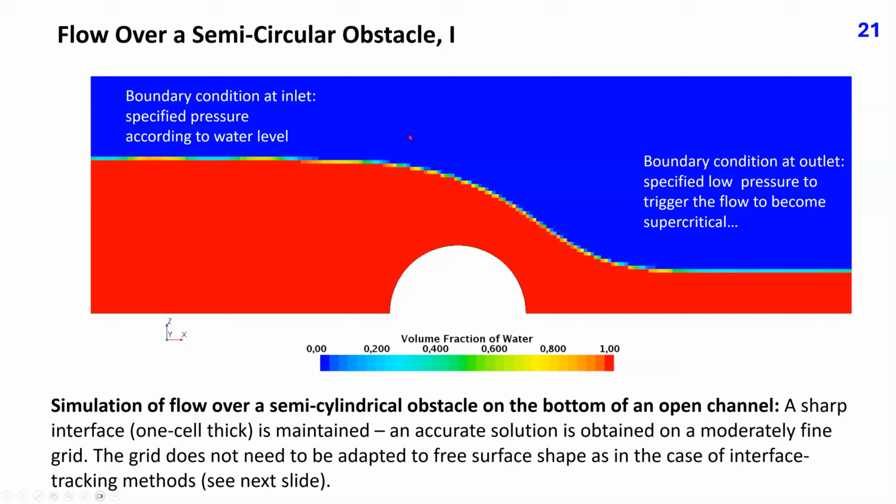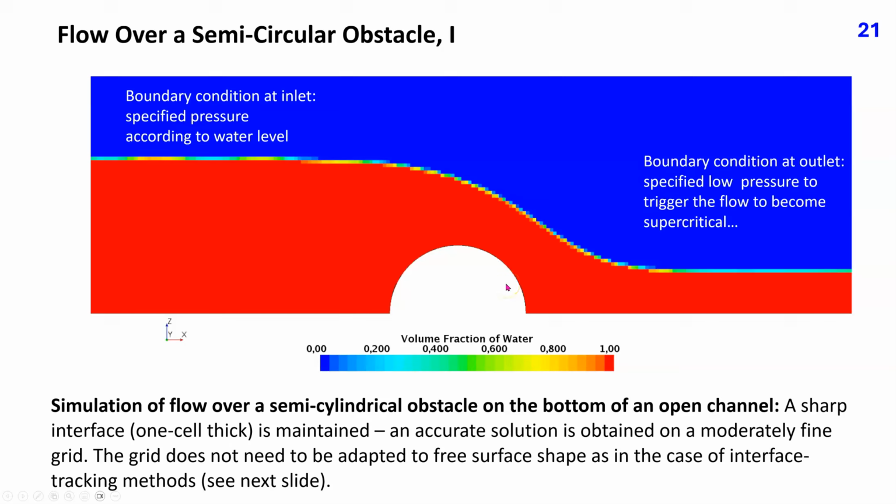Hydrostatic pressure distribution was specified at the inlet boundary according to the prescribed water level. Different solutions can be obtained depending on the downstream conditions. Here we want to obtain the supercritical situation in which the flow accelerates over the obstacle so that the critical condition, depth-based Froude number greater than 1, is exceeded. Therefore, a low pressure is specified at the outlet to trigger the transition from subcritical to supercritical state.